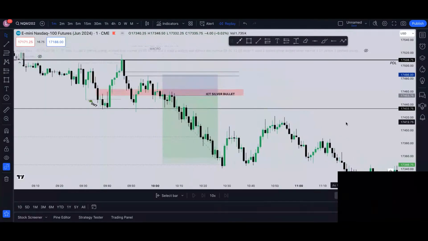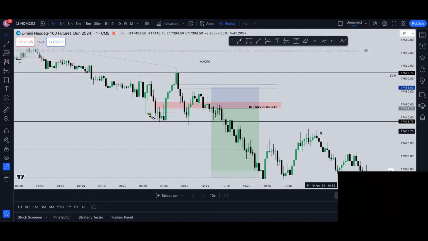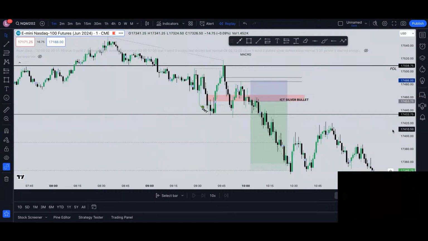This is a high probability trading. SMT premium trade setups work when there is a proper narrative behind the trade. So there was a good week, and yeah, guys.